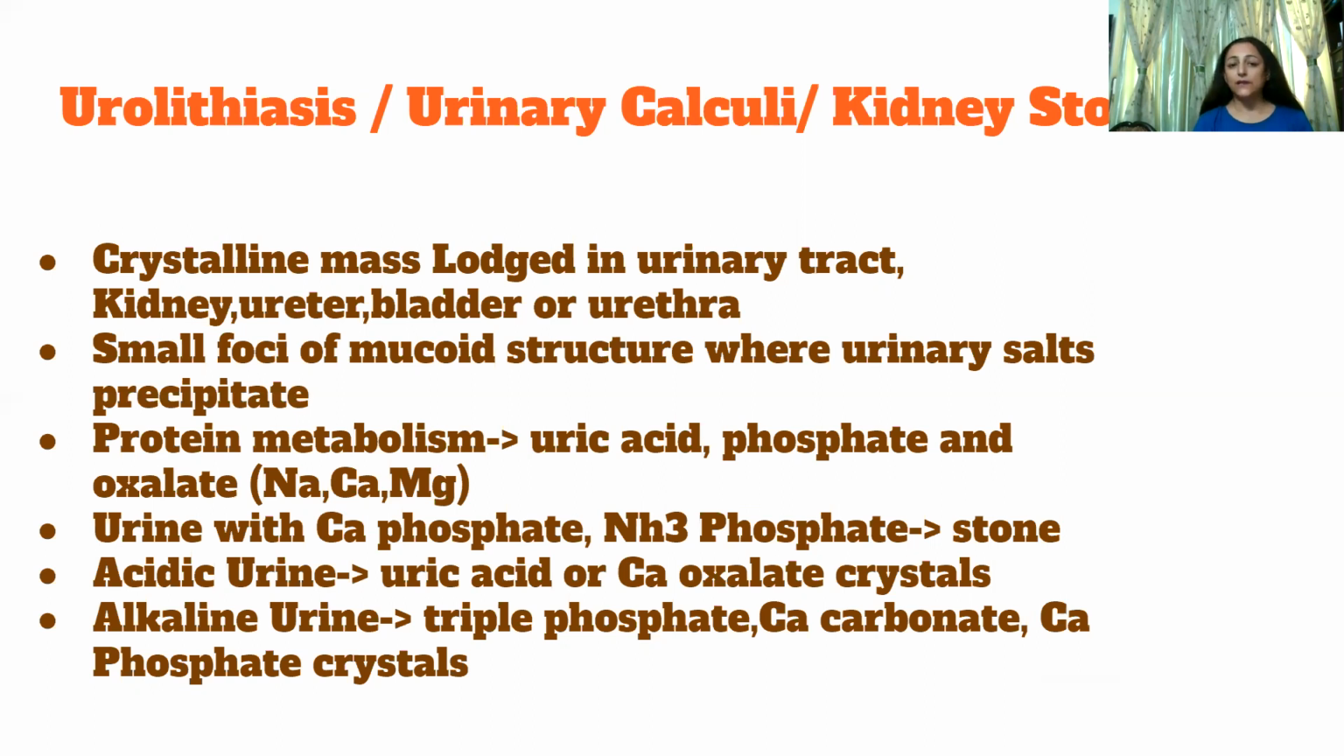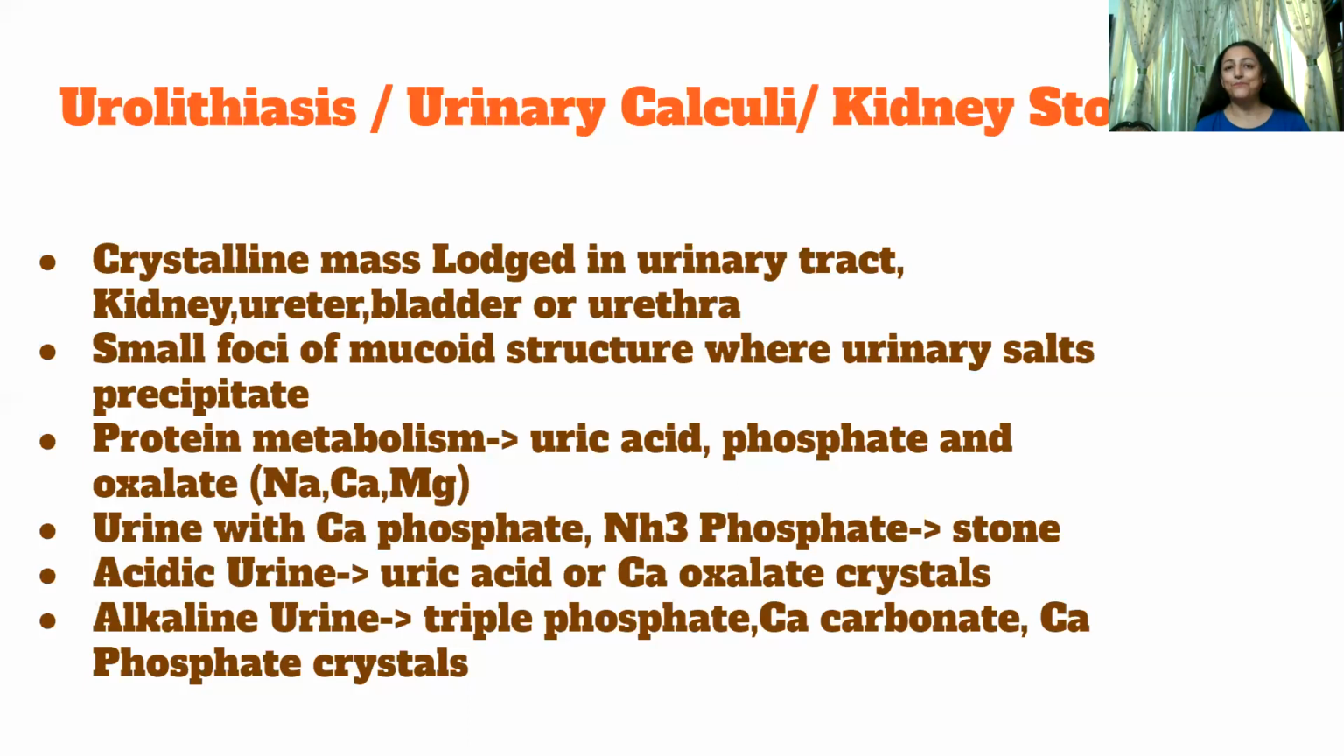Now, any urine with a high level of calcium phosphate or ammonium phosphate will lead to stone formation. And if a person has extra acidic urine, which causes uric acid or calcium oxalate crystals, that person will get uric acid or calcium oxalate stones.